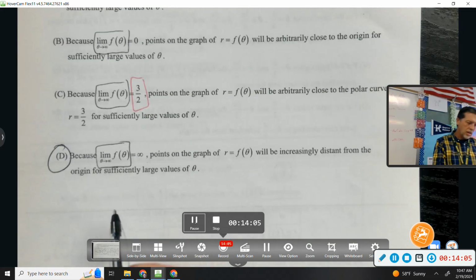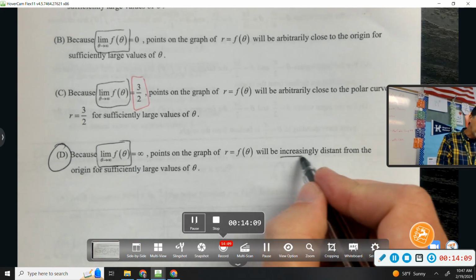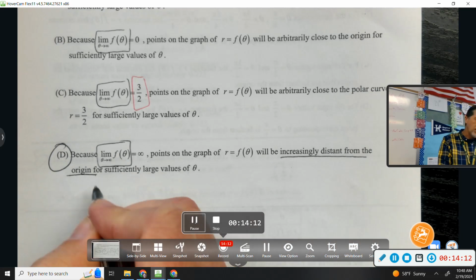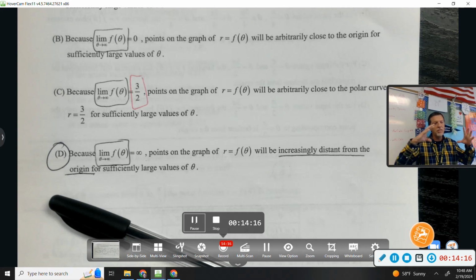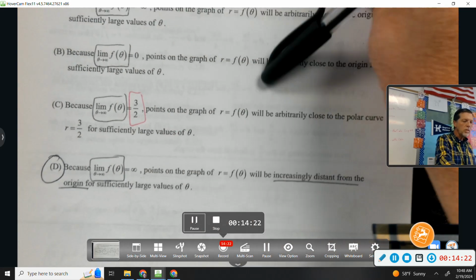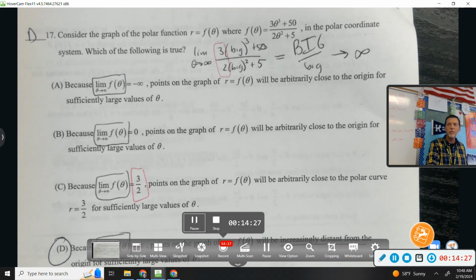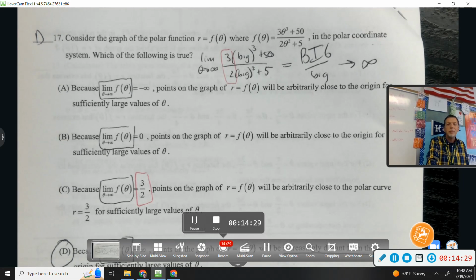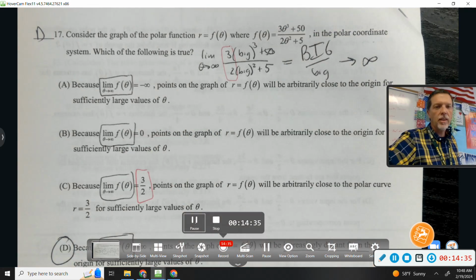problem. Because the limit goes to infinity, points are getting increasingly distant from the origin. Because r is getting bigger and bigger, so as you rotate around, this thing is gradually getting further and further out from the origin. Okay, again, definitely some AP style questions in there where we throw an equation that you've never seen before, but you have the tools to analyze things and figure out what it's asking.